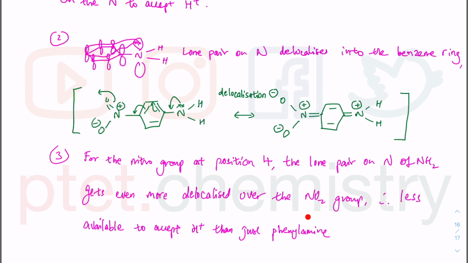That's why I said here is this extra point, and this is probably what will catch out a lot of students who are just prepared for the most common essay. They don't think about the effect of the NO2 group, which is more electron withdrawing, and therefore makes the lone pair on the nitrogen even more delocalized into the benzene ring via the NO2 group. Therefore it's actually less basic than just the phenylamine, which delocalizes over the benzene ring only, whereas this moves it further into the nitro group there.